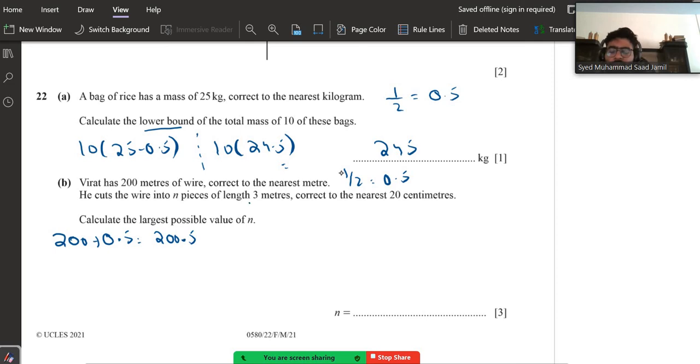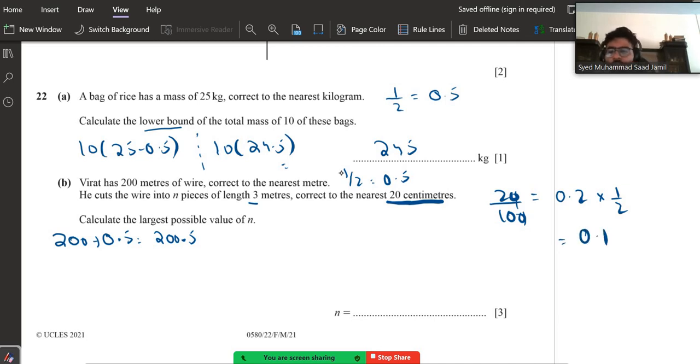Now we will take the lower bound of this wire. Alright, so basically 20 centimeters, first of all you will convert it into meters, and then it is going to be 0.2. Since it says correct to the nearest 20 centimeters, you will multiply this with 1 upon 2, so you get 0.1.